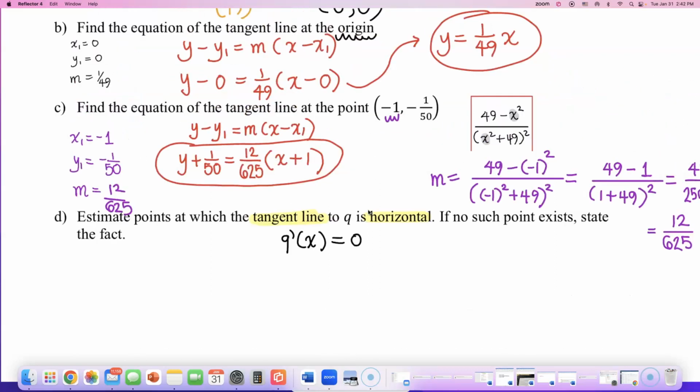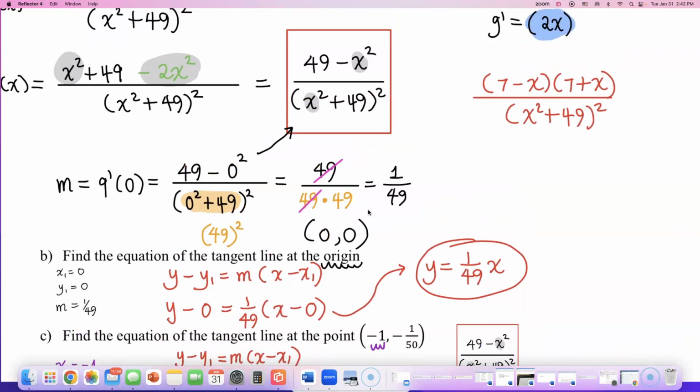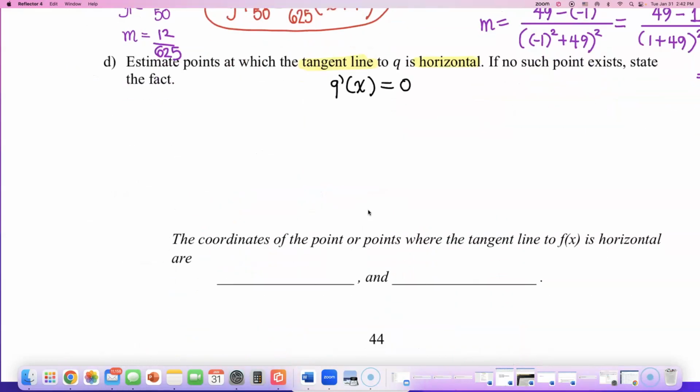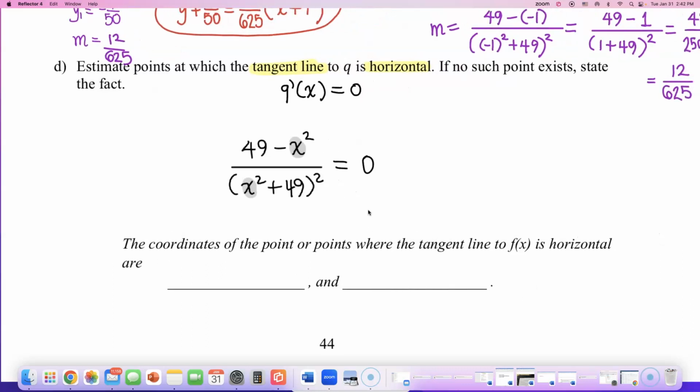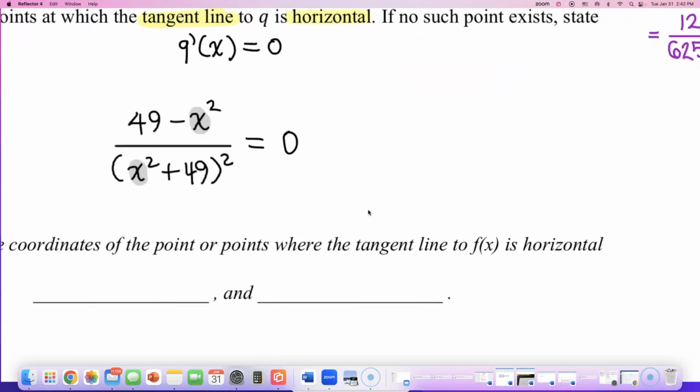So let's go grab that derivative that we found up here, this answer that I put in the box. All right, so let me copy this over here. All right, I'm going to set this equal to what? 0. Well, remember, a fraction is 0 when the top of the fraction is 0, right?